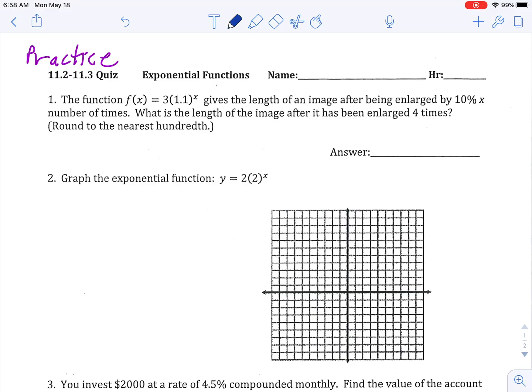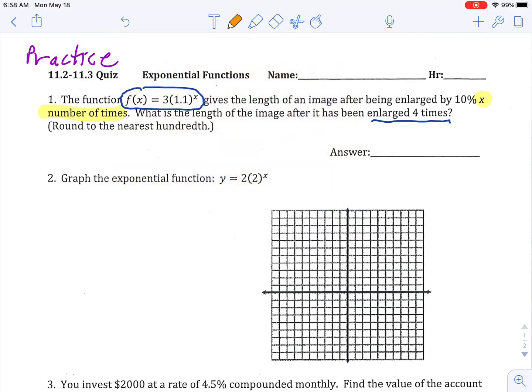All right, so exponential functions. The first question says the function f of x equals 3 times 1.1 raised to the x power gives the length of an image after being enlarged by 10% x times. X is the number of times. We want to know what the length of the image will be after it's been enlarged 4 times, and round to the nearest hundredth. So those are the important parts. This is the equation that you're going to need. The rest is just the story.